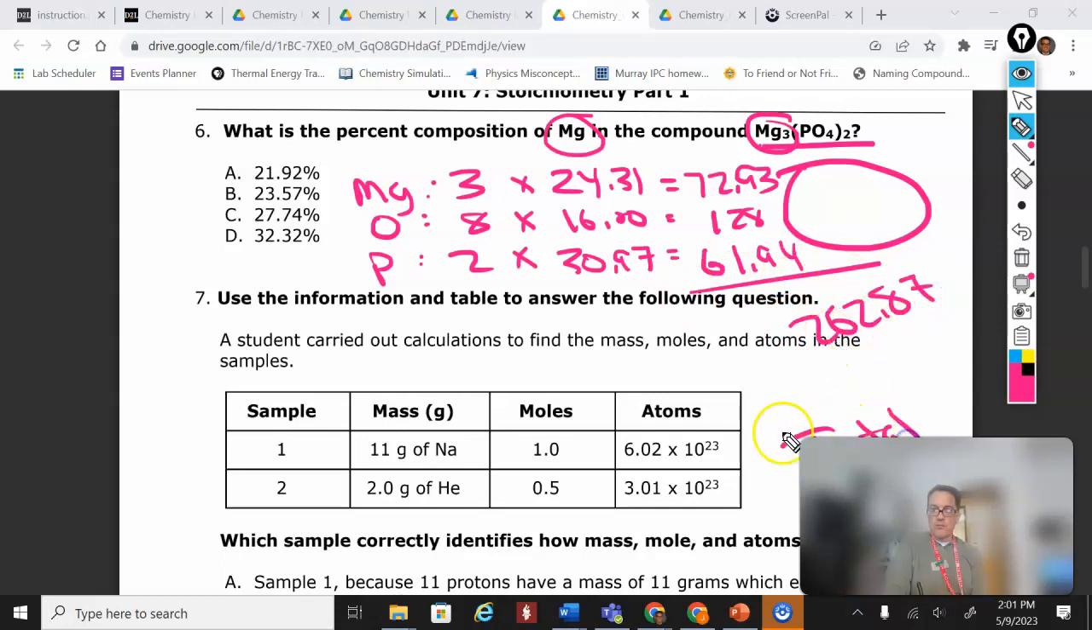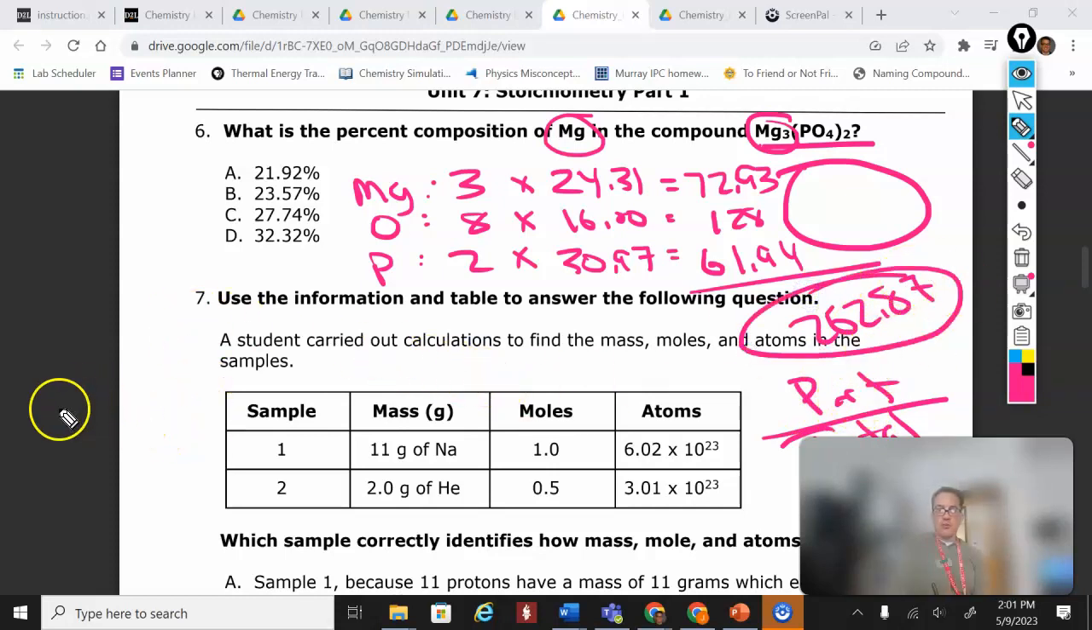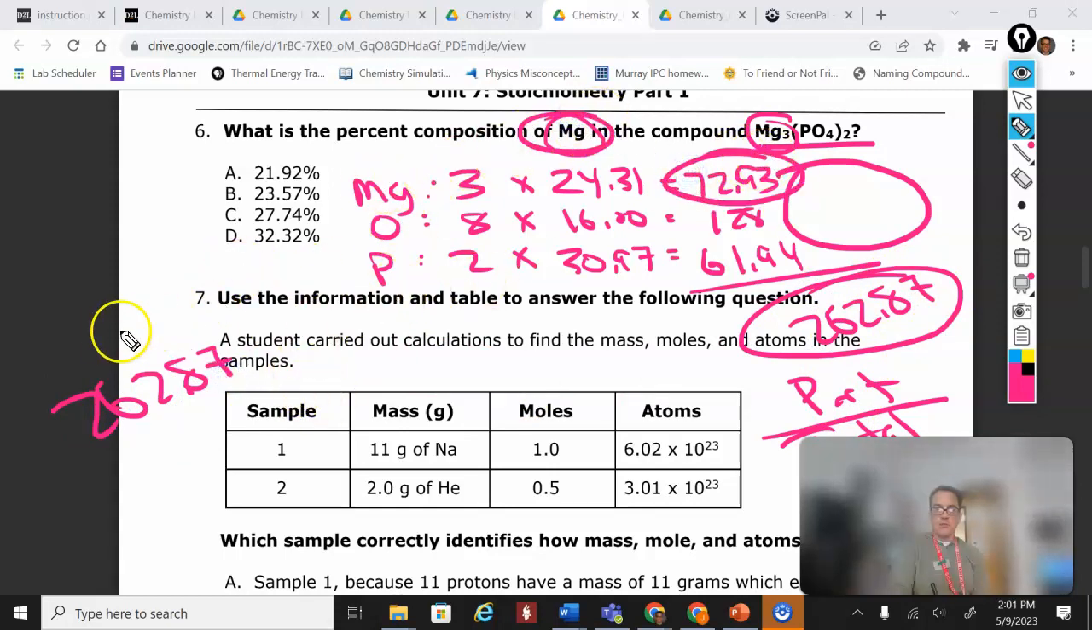Remember, percent is always part out of the whole. So this is the number that would be on the bottom of a fraction. So we want to do part over the whole, or part over the total. So that is my total weight, 262.87. The question was, what is the percent composition of magnesium? The magnesium of this weighs 72.93. Put these in the calculator: 72.93 divided by 262.87, turn that into a percentage. And the answer for number 6 should be C, 27.74%.